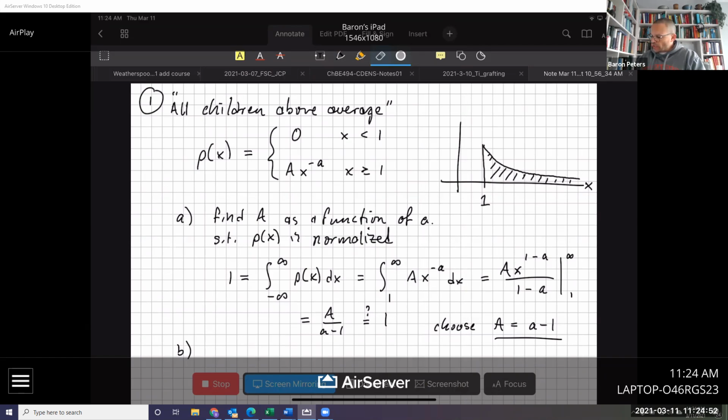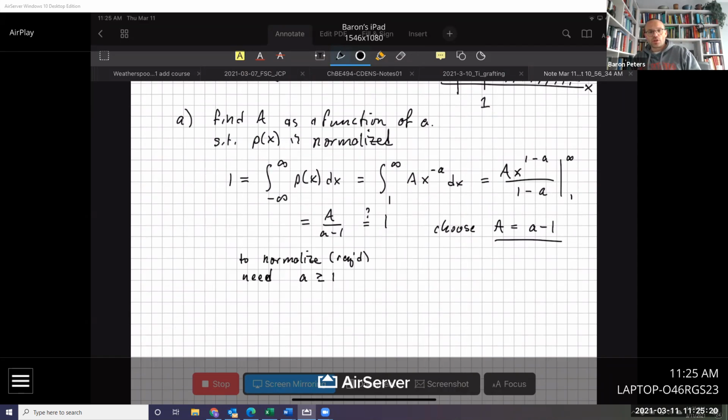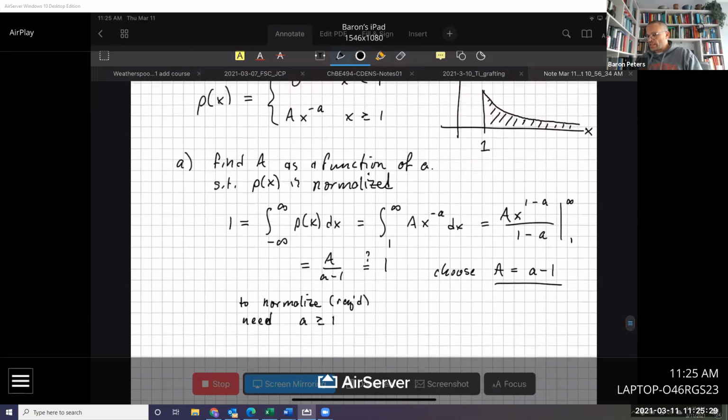Okay, so I should be careful when I do this and remember that because of normalization, let me write this down. And this is required for it to be a true probability. We need A to be greater than or equal to 1. Okay, so that's the requirement imposed by the need to normalize our distribution. We've already learned that this parameter A had better be greater than or equal to 1. Otherwise, this integral that I did here will diverge.